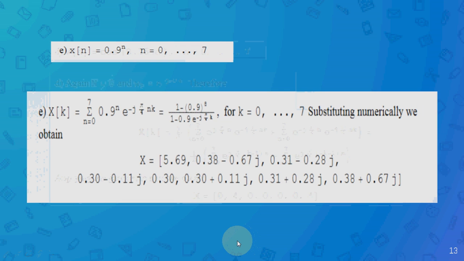Similarly, you can use the example 0.5 raised to n. So you will get this answer by using the equation X of k is equal to summation n equals 0 to N minus 1 of x of n e raised to minus j 2 pi kn by N. So here N is equal to 8. So you can use first of all 0.5 raised to 8, expand this equation, and you can obtain the output.